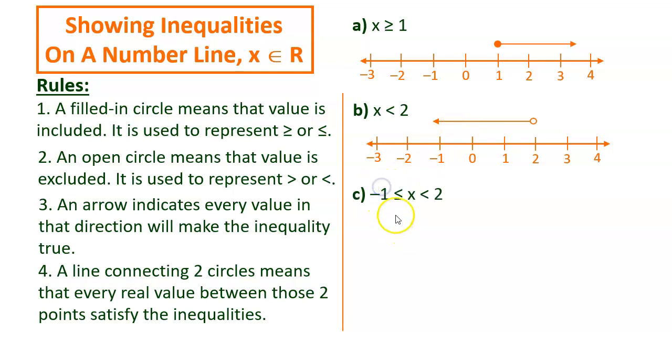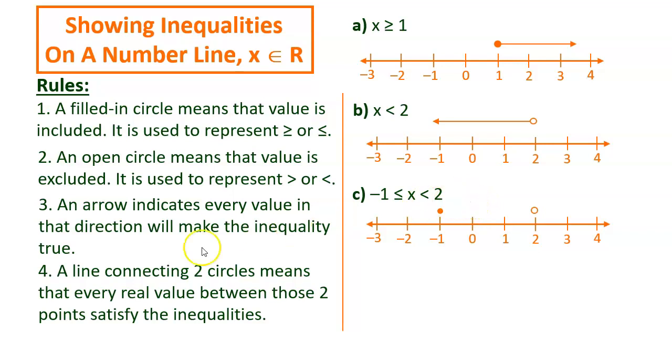Third example. Now, this is a combined inequality. x is greater than or equal to -1, but x is less than 2. So, we will have 2 circles. First one is x is greater than or equal to -1, so we will have a filled-in circle on top of -1. And we will have an open circle on top of +2 because +2 is not included. x is less than +2.